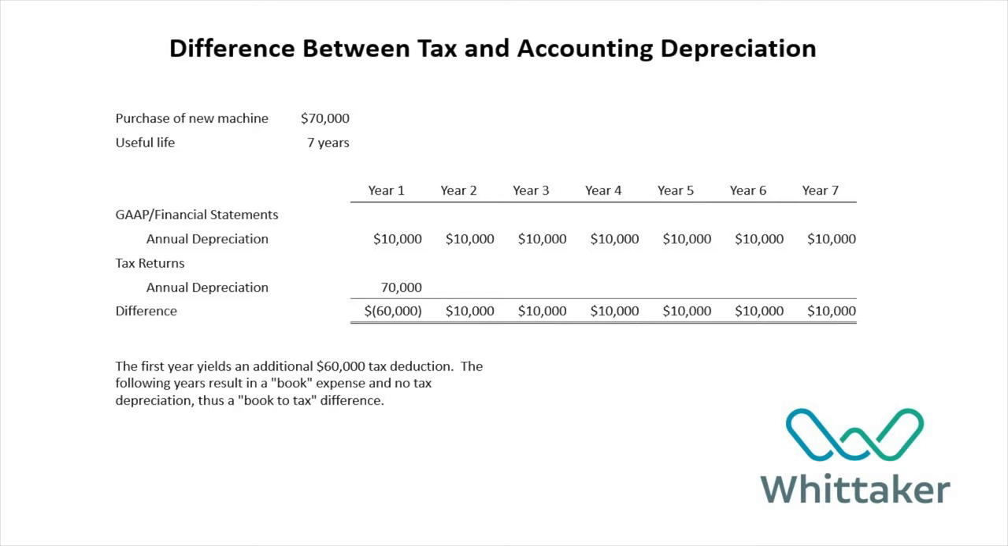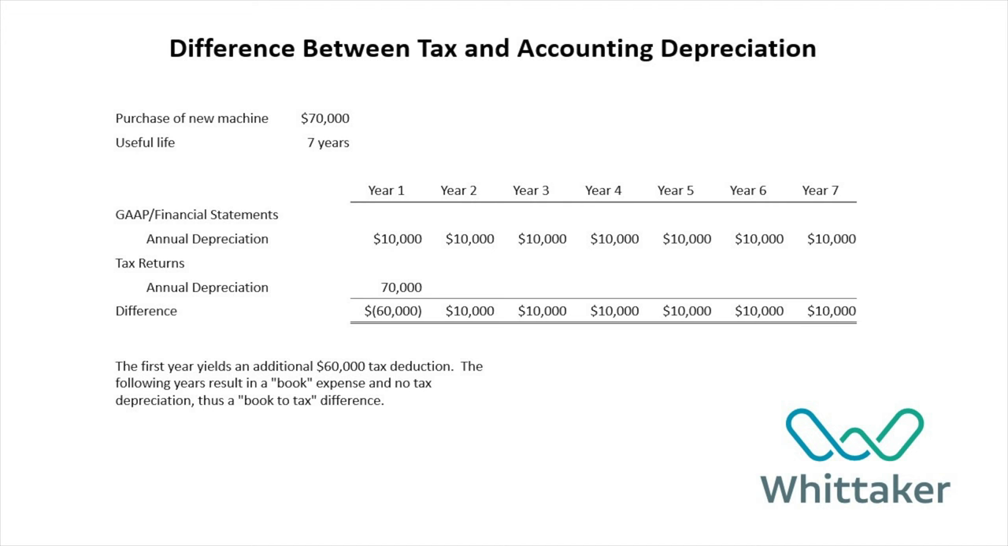So that would mean if you're buying a machine that has a life of 7 years, you depreciate that over 7 years. So from a GAAP accounting perspective, so on your financial statements, you would take the cost of that asset and you would divide it over 7 years and you would take 1/7 each year. That's very straightforward. That's called straight line depreciation.